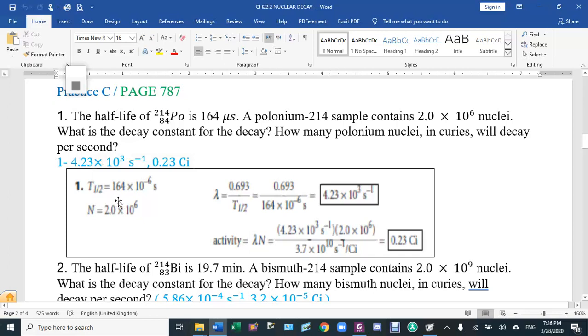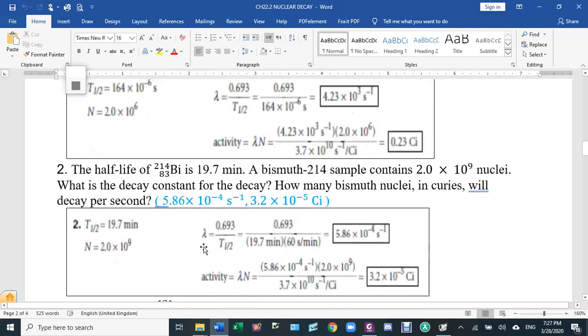Half-life equals 164 multiplied by 10 power minus 6 second. Convert to seconds. Number of nuclei equals 2 multiplied by 10 power 6. Put the equation: lambda equals 0.693 over half-life. Substitute in the equation, you will obtain lambda equals 4.23 multiplied by 10 power 3 second power minus 1. Now what is the activity? Activity equals lambda times N. Substitute and divide by 3.7 multiplied by 10 power 10 second power minus 1 over Curie, which equals 0.23 Curie.